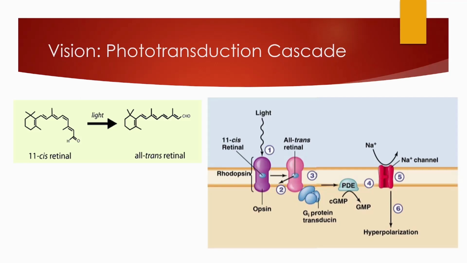So from cGMP to GMP, there will be less cGMP, causing sodium channels to close, leading to hyperpolarization of the cell. When that occurs, the rod or cone will turn off and the bipolar cell will turn on. This process is the same in cones, like I just said before, but instead of using rhodopsin, they'll be using photopsin.